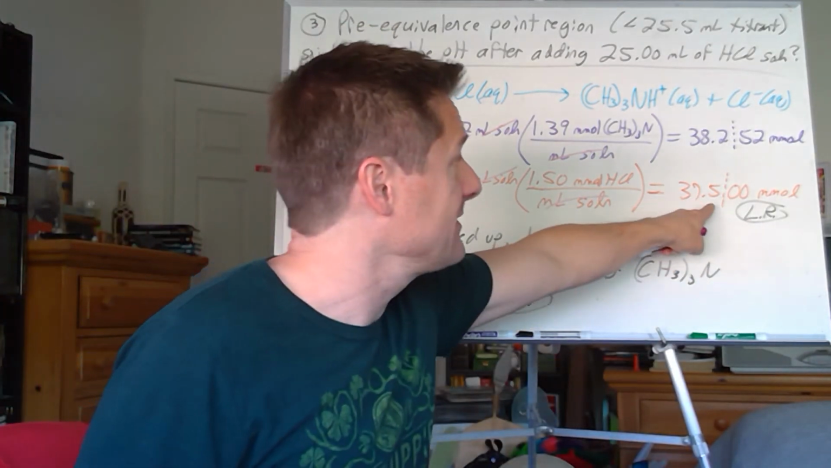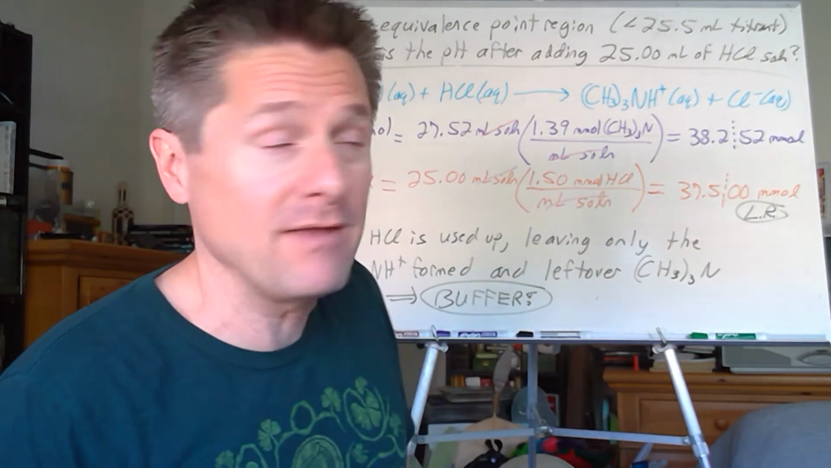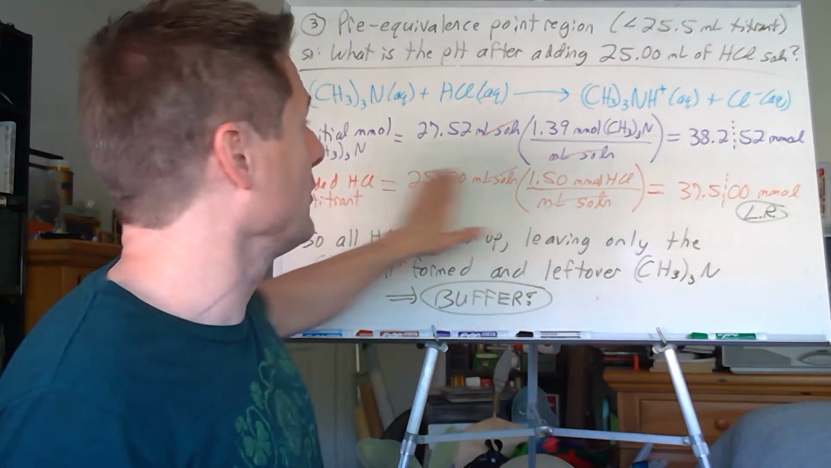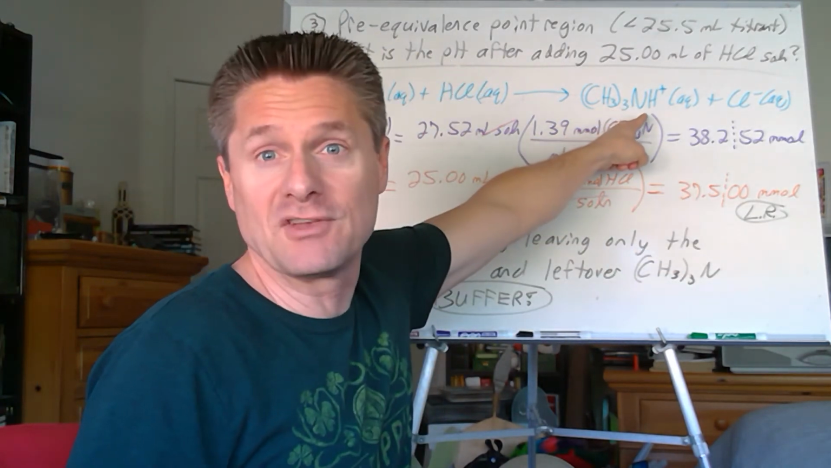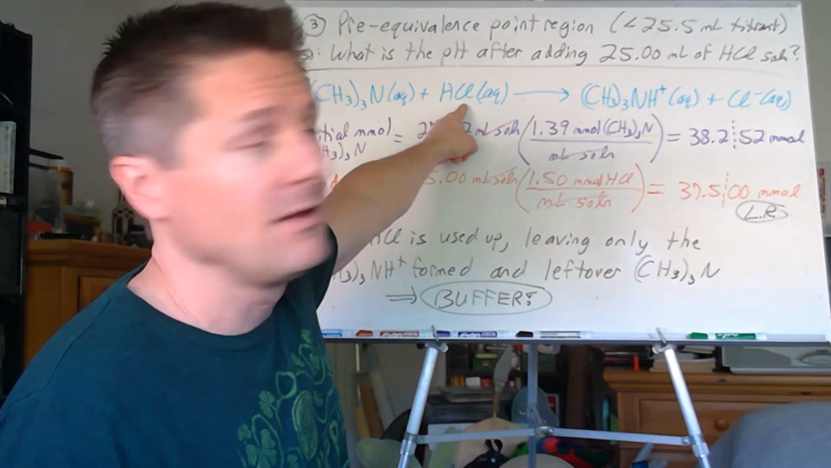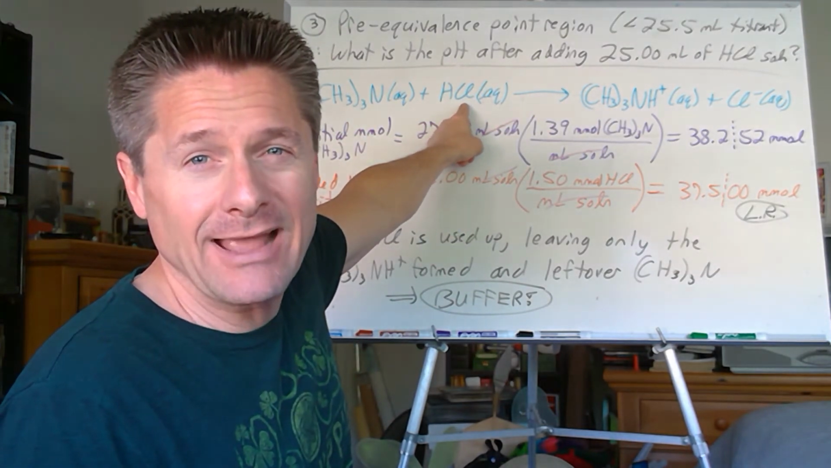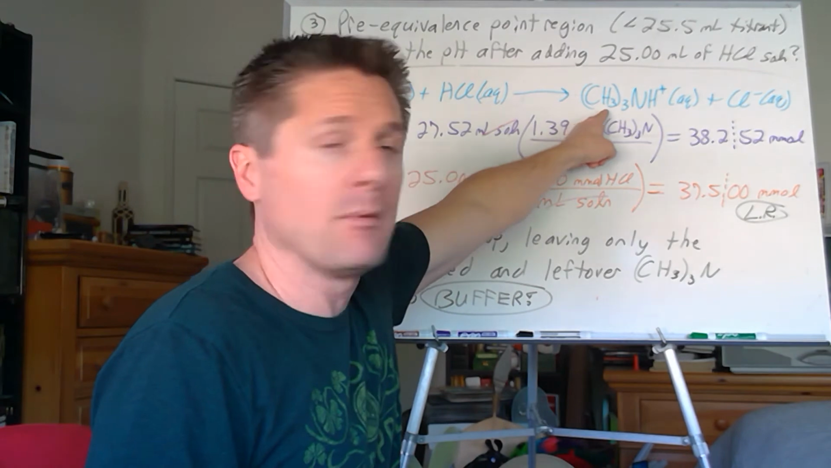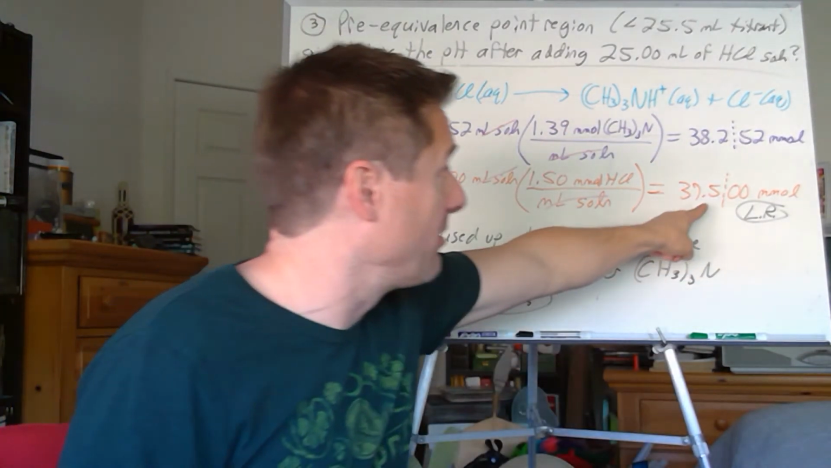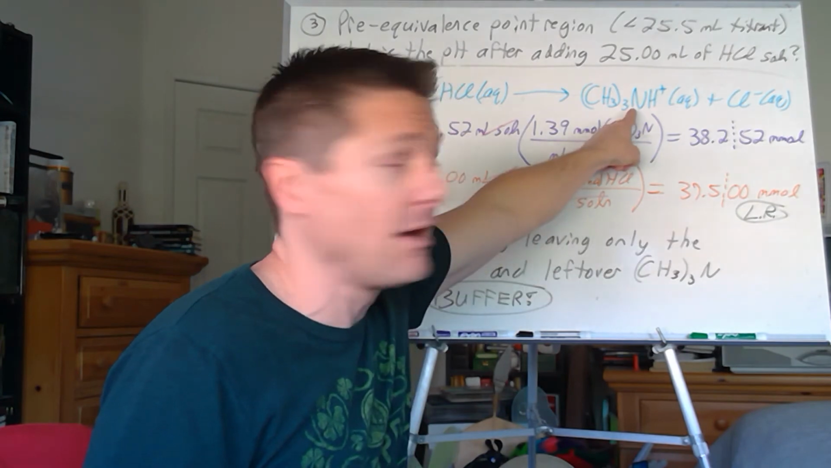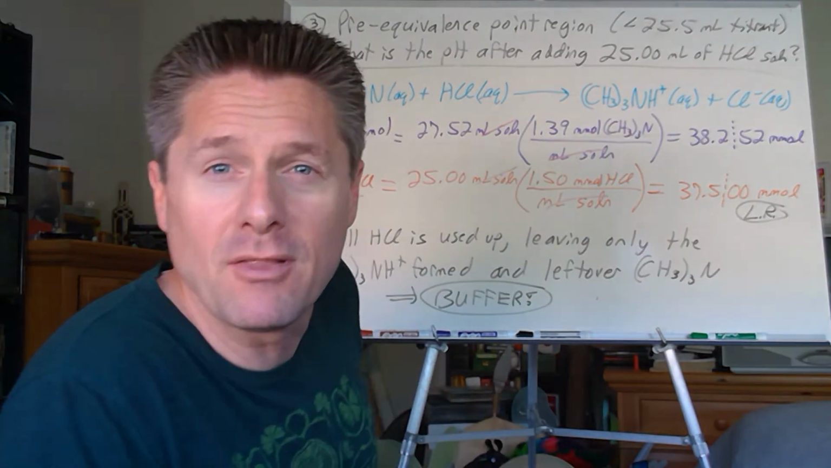Can you see that 37.5 is less than 38.252? So the acid is your limiting reactant. That's going to run out. And that will also determine how much of the conjugate base forms. So the number of millimoles of hydrochloric acid that got wiped out will determine the number of millimoles of the conjugate acid that you form. So that 37.500 will be the number of millimoles of the trimethylammonium ion you form.